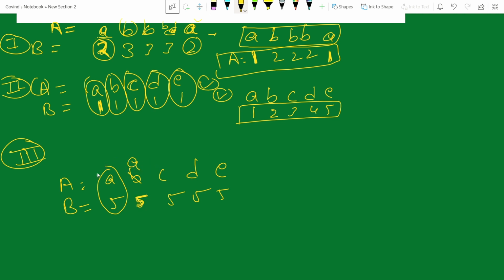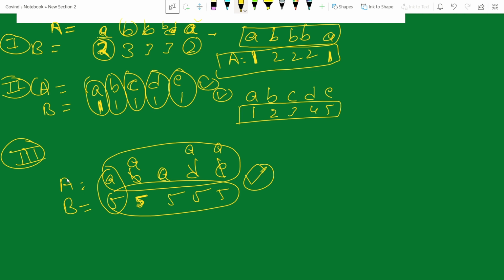Now A is also occurring two times, so we have to put C as A, D as A, and E as A. Now A is occurring five times, yes, and its frequency is also 5. So we know that it is possible to construct array A. Now let's write it as A.